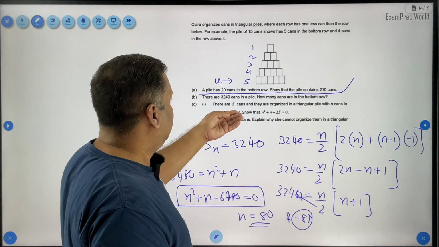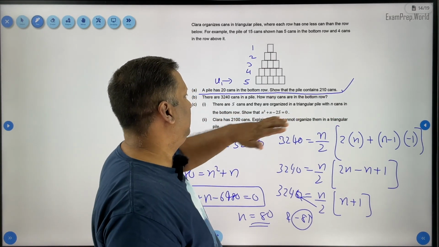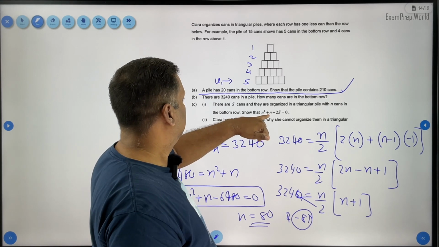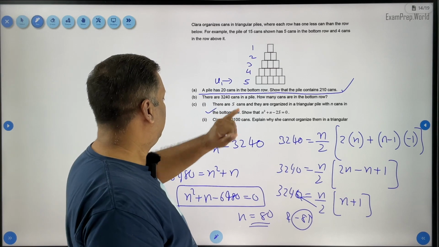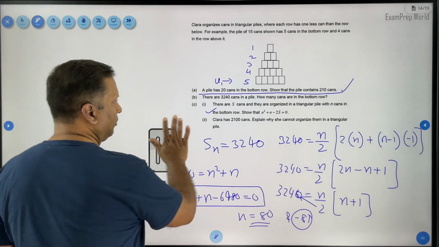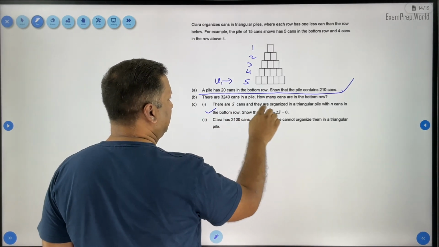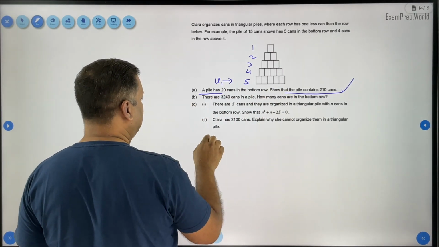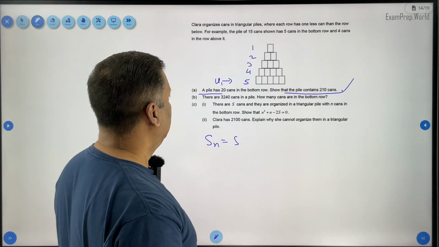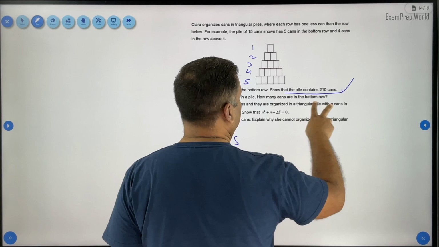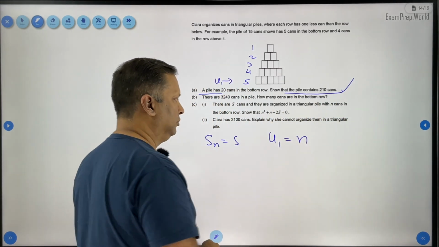So there are S cans and they can be organized in a triangular pile with n cans in the bottom row. Show that. Now we already did this one, but we will still do it in a general form. There are S cans totally. The total, Sn, is S, right? And n cans in the bottom row. Therefore, u1 is n, right?